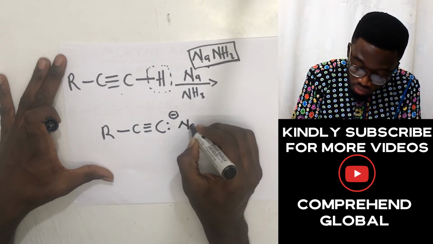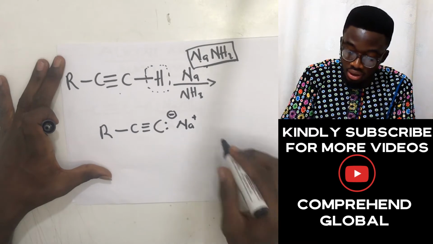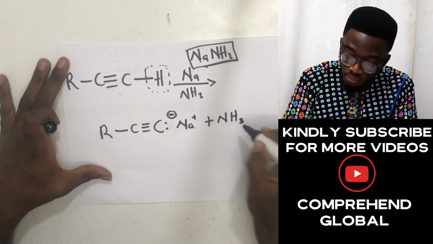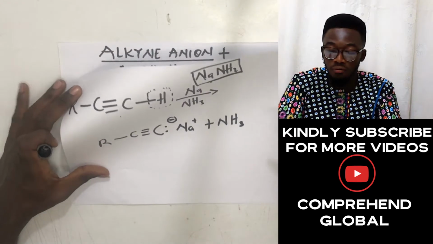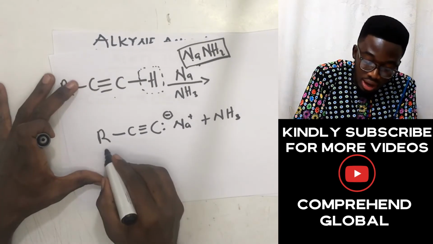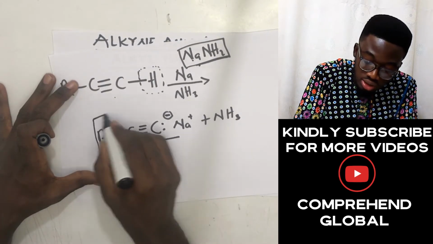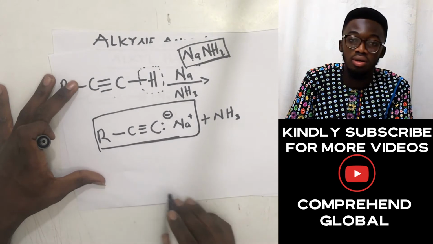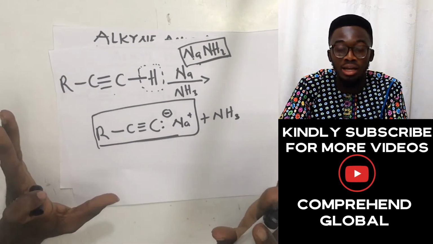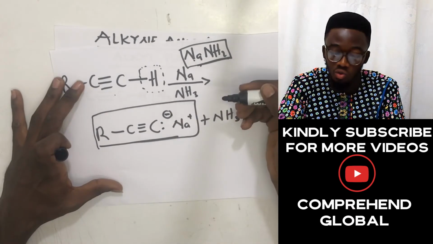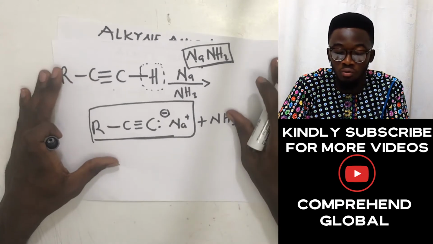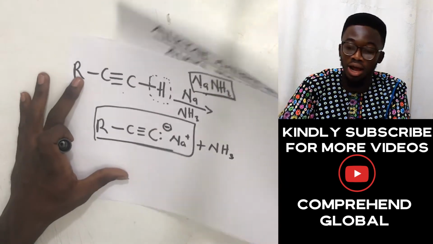Then the sodium gas comes here. Then we have our ammonia being formed. So this is what mostly we get, and then this can be used in a lot of reactions. You can use it subsequently to react with any alkyl halide, and then this is going to take the alkyl group, then form a chain lengthening. So that's one way of forming a chain lengthening of an alkyne.